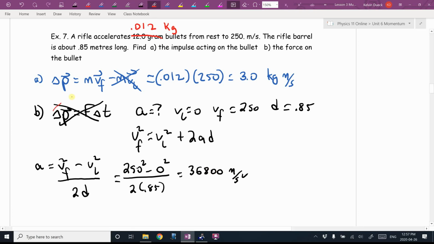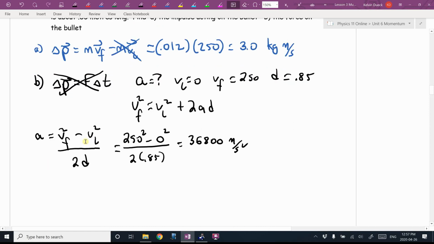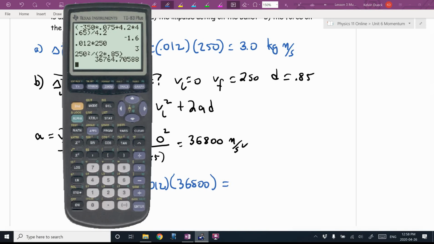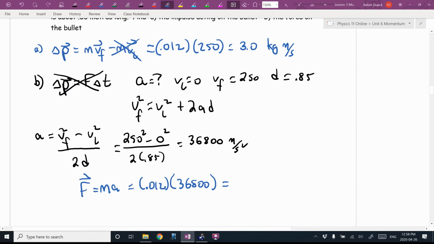Now I could walk back to the impulse equation, but you know what? Since I have the acceleration, I can now just go F equals MA. And it was 12 grams or 0.012 times A. I'll write 36,800, but you know I'm using my answer button. So it's going to be 0.012 times my answer button. And I get a force of 441 newtons.